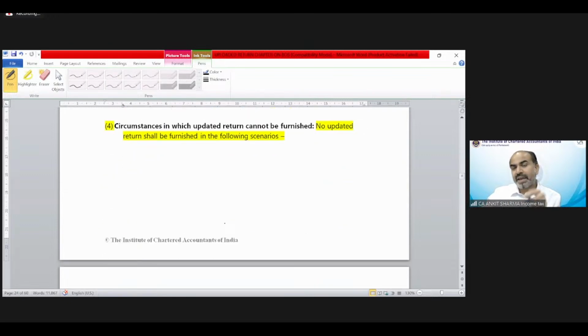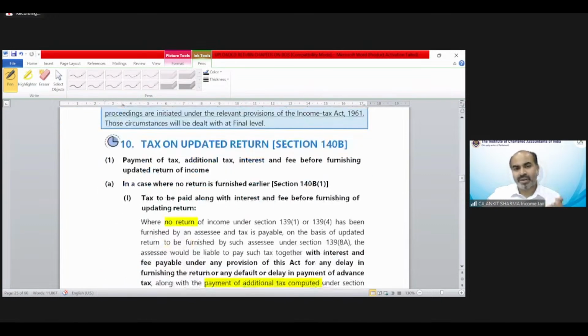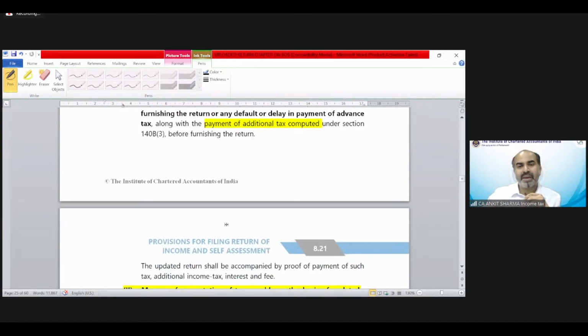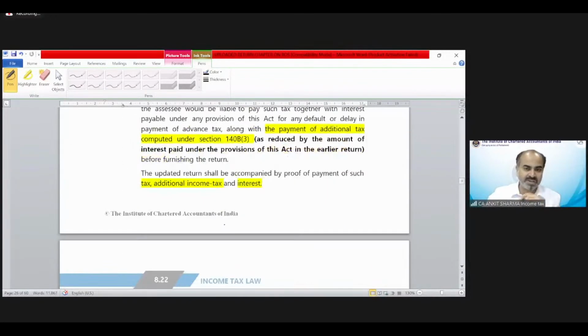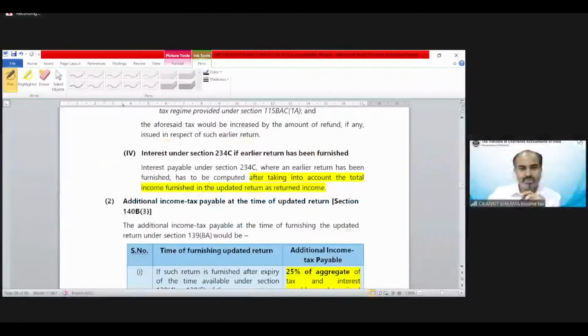Circumstances in which you cannot update your return: there are certain cases when you cannot update your return. Tax on updated return: whatever extra income you show on which you did not pay tax, that needs to be paid, and some additional tax needs to be paid, sometimes 25%, in some cases 50%. We have gone through all those provisions earlier. 234C interest we have already discussed.